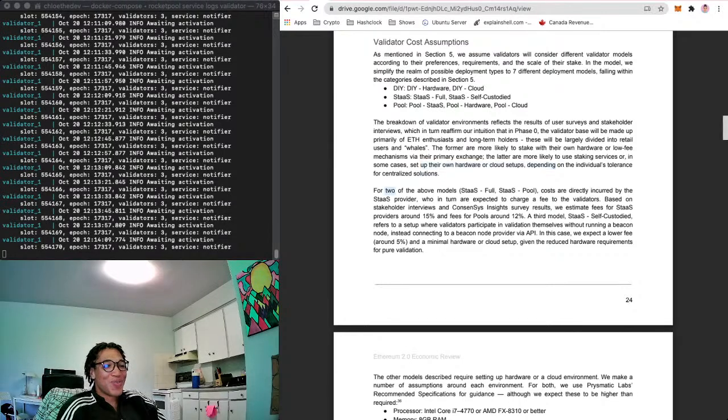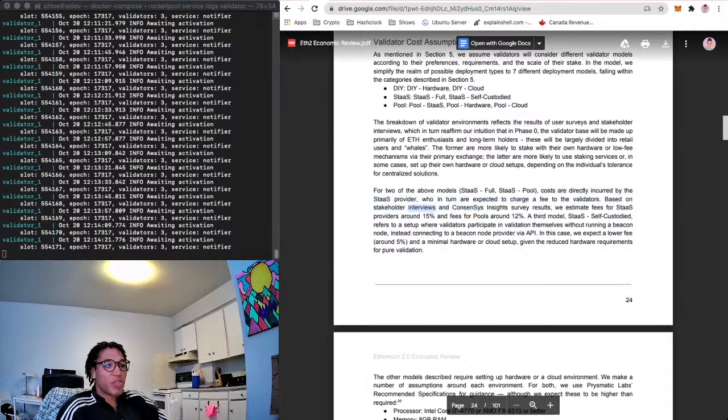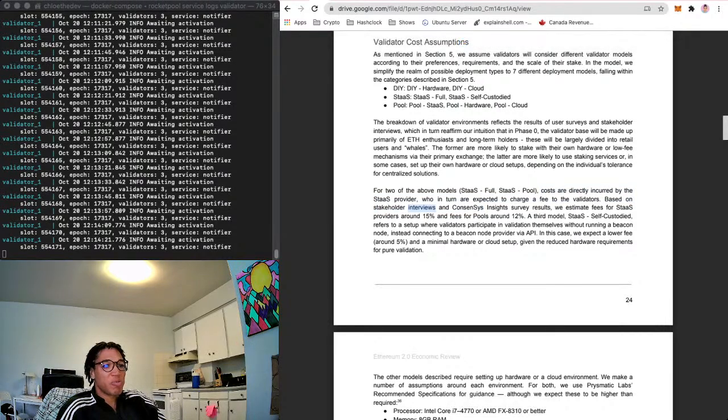For two of the above models, costs are directly incurred by their provider, who are in turn expected to charge a fee to the validators. So exchanges will charge a fee to the validators. Based on stakeholder interviews and consensus insight survey results, we estimate fees to be around 50%, and for pools to be around 12%. Seems to be pools will be higher at the moment. Seems like pools are about 20%, and providers are going to be about 50% from what I see.